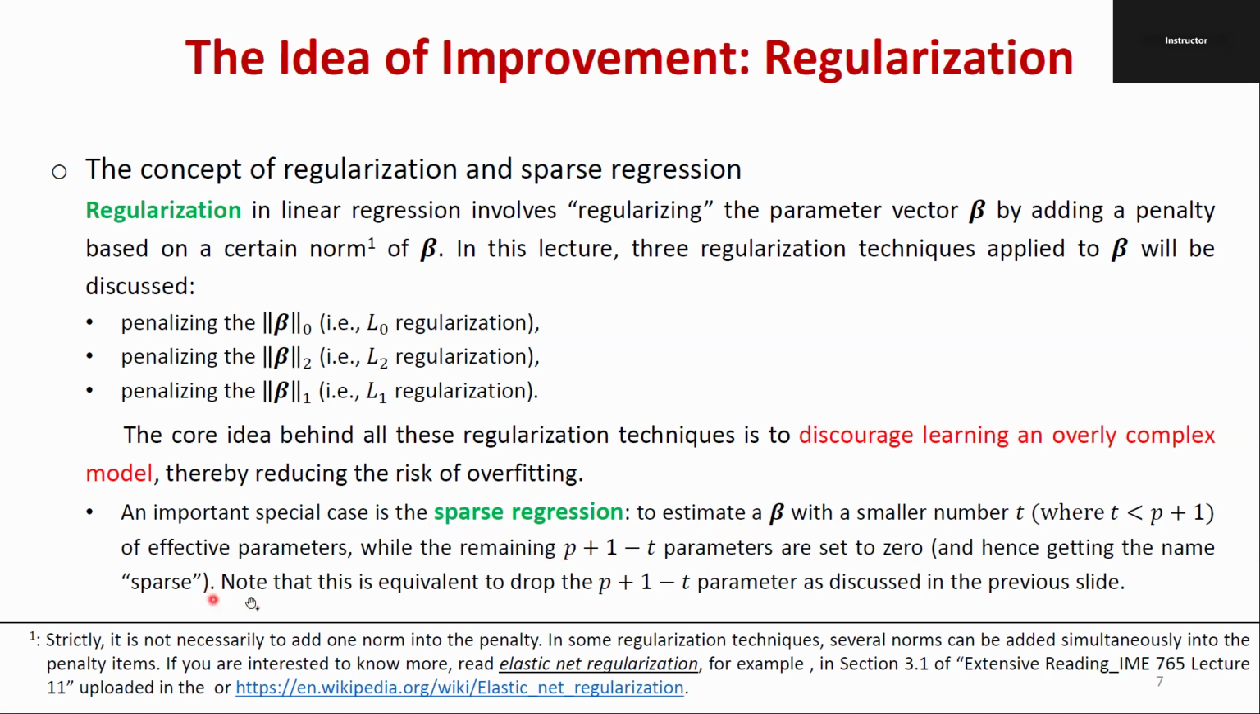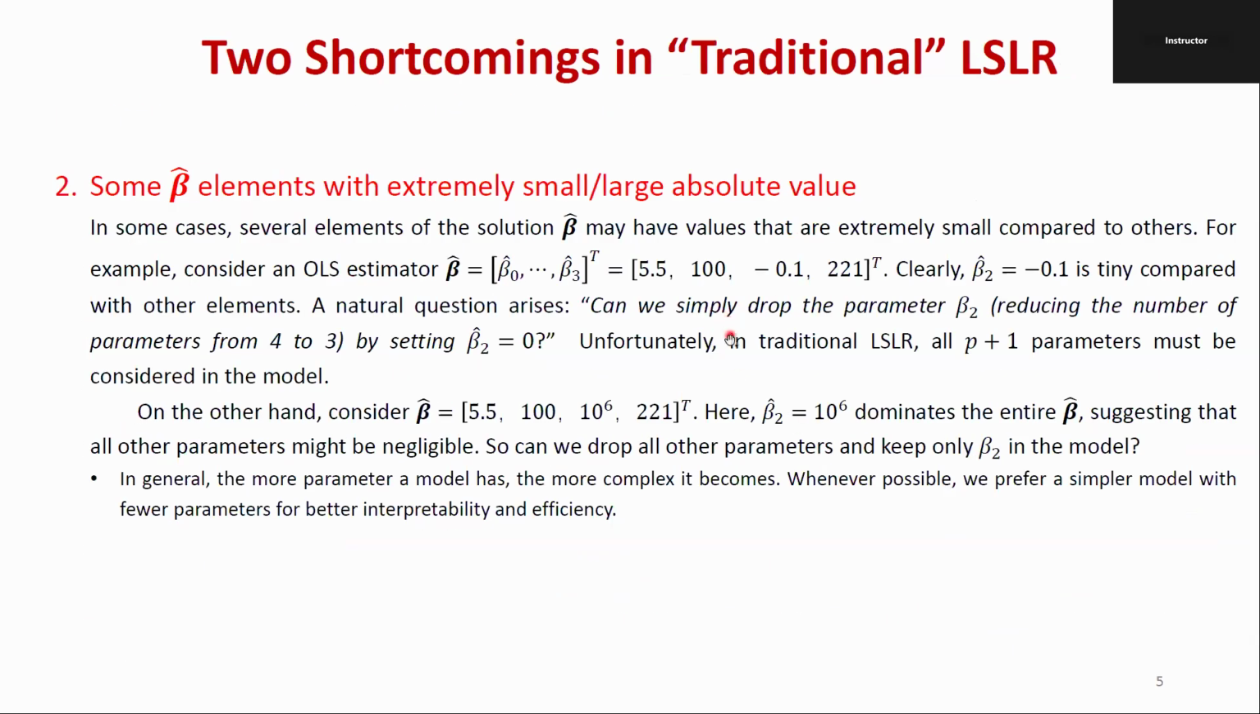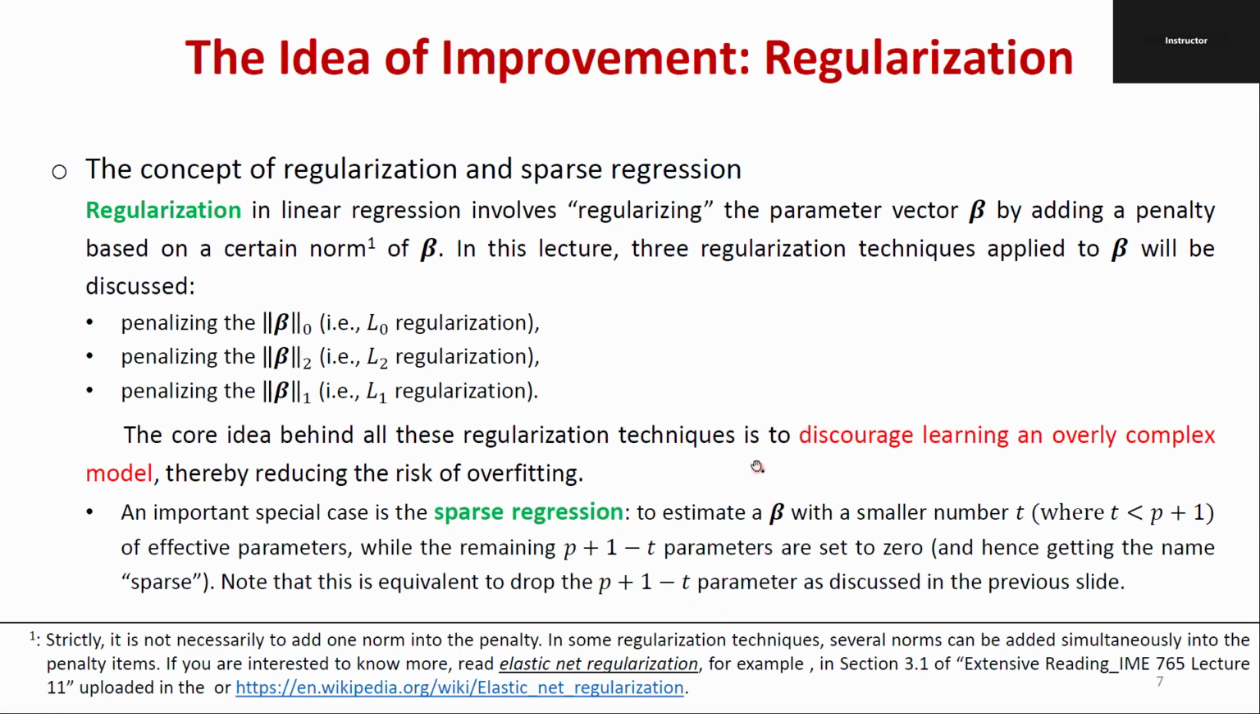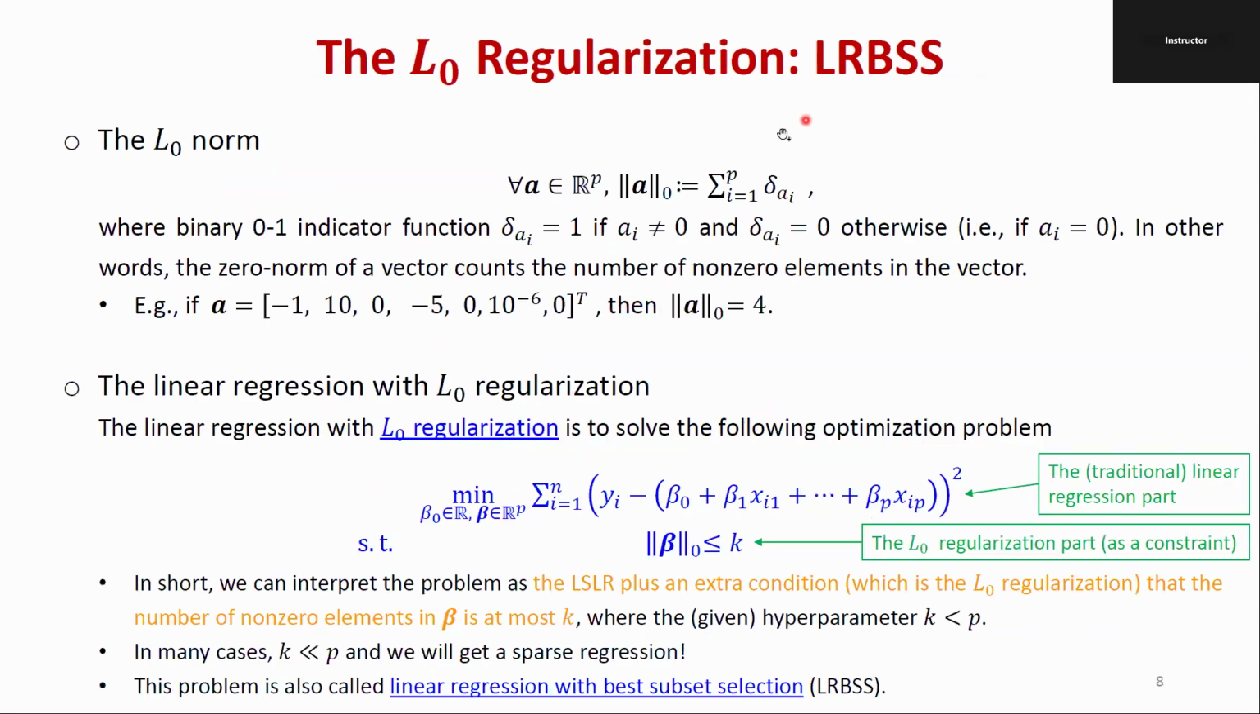Be careful that the so-called sparse regression is actually equivalent to dropping these p plus 1 minus t parameters. The ideas are similar. However, you cannot do something like this: just because this number is small, I'll make it 0, and this number is big, so I'll make all others 0. No, we need to run a new optimization model. Let's have a look at it.